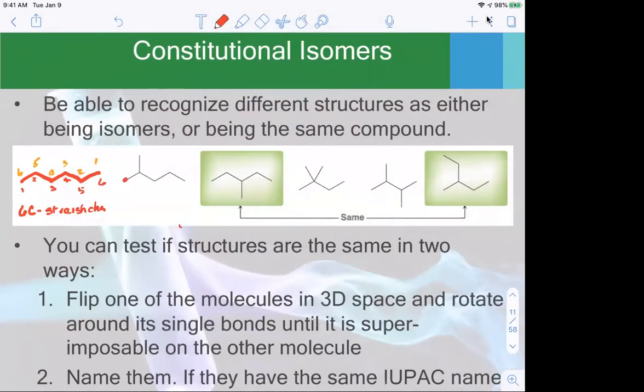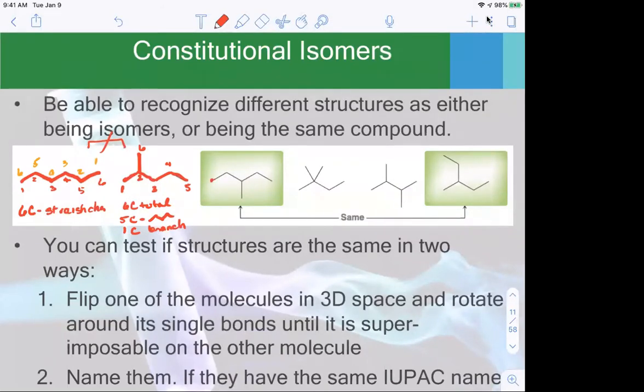Here, I have carbon number 1, carbon number 2, connected. This is a branch. 3, 4, 5. This has 6 carbons total, but I have 5 carbons staggered, and then I have a 1 carbon branch. So this and this are different. They're not the same, right?